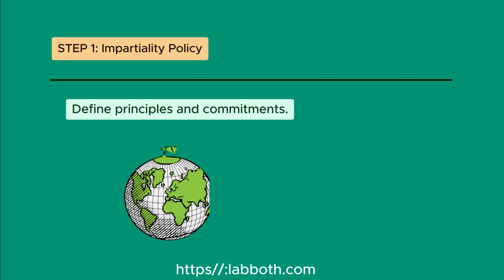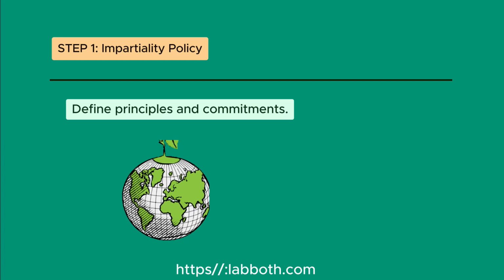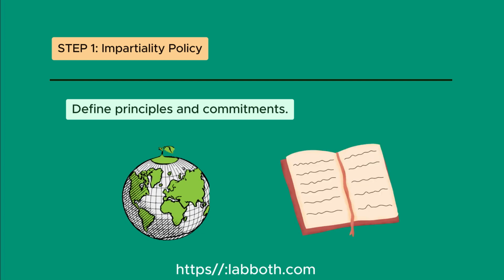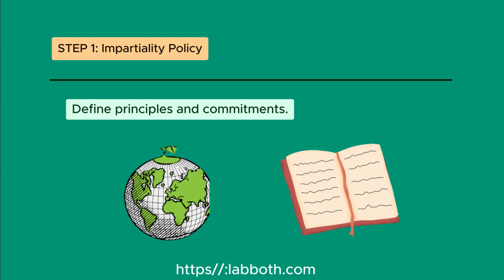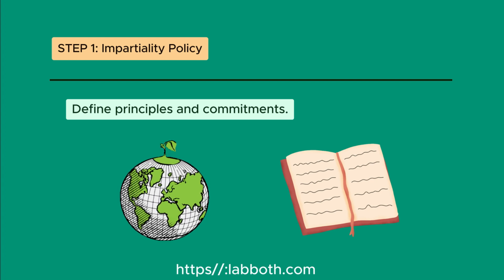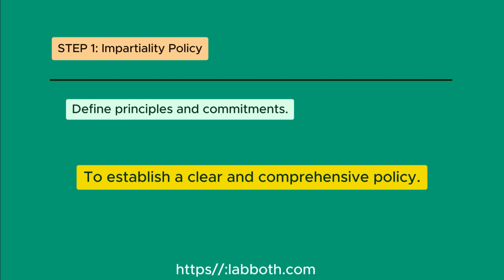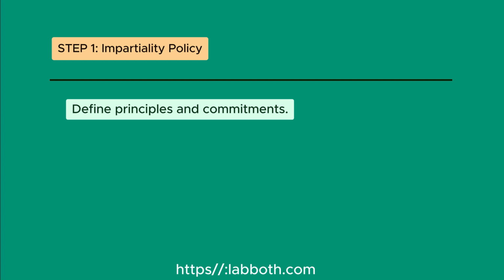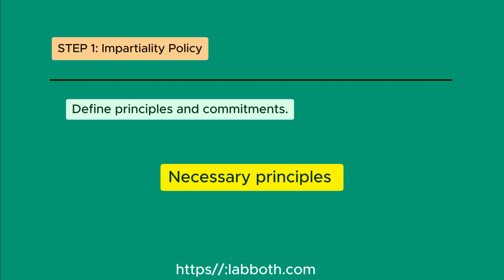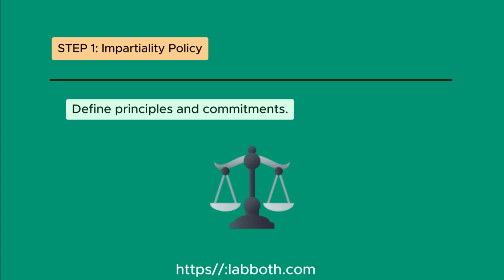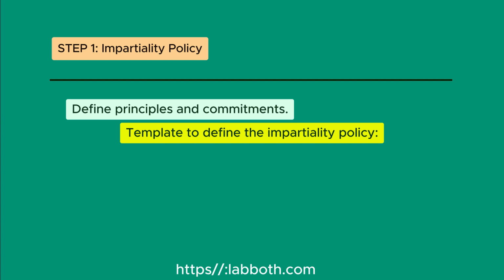When the first nations in the Americas were created, one of the first actions of the rulers was to create the political constitution. This established the laws that would govern all territories. Similarly, the first thing we will do, before conquering impartiality, is to establish a clear and comprehensive policy. In this policy, you must establish the necessary principles when complying with impartiality. They should be seen as a law of Congress, recognized, and complied with by the staff. Below, we provide you a template you can use to create your impartiality policy.